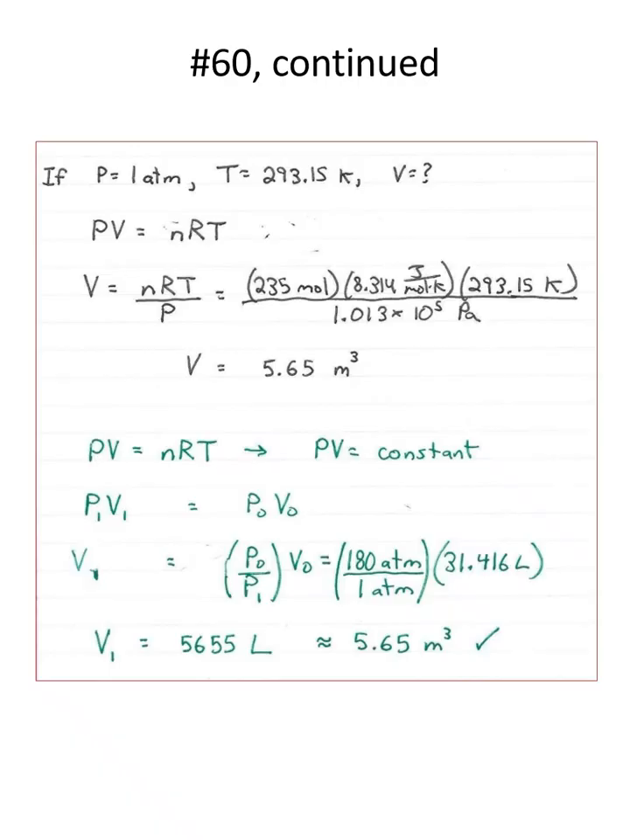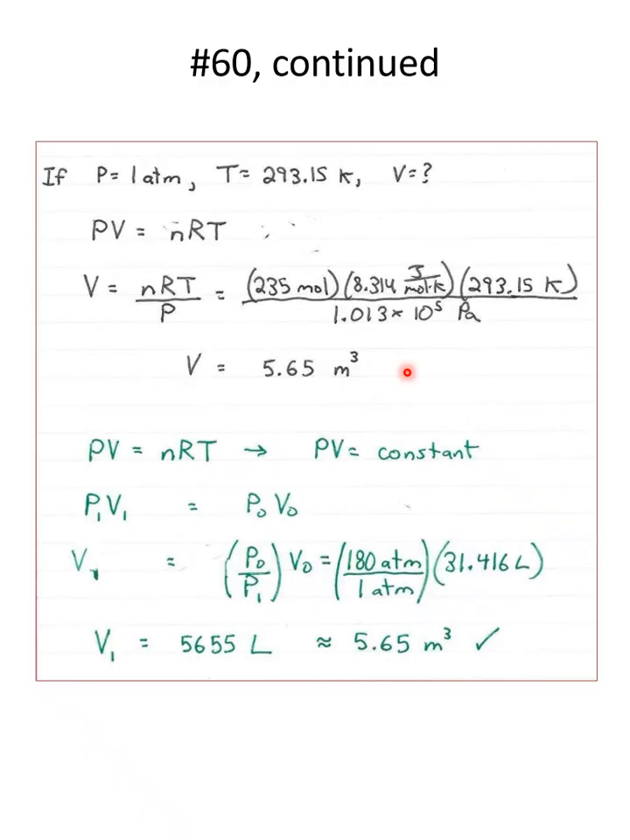Number 60 continues with part B. What volume would this air occupy at room temperature and 1 atmosphere pressure? So we have volume equals nRT over P. And we solved in part A the number of moles, 235, times R times Kelvin divided by 1 atmosphere, which I've turned into pascals. So all of this is MKS units, and we get 5.65 cubic meters.